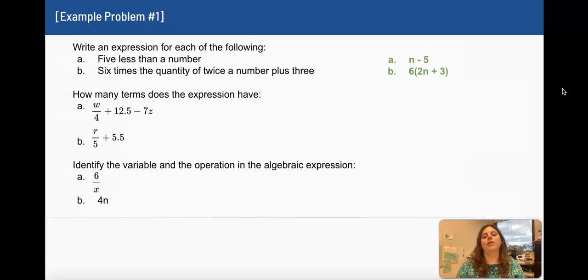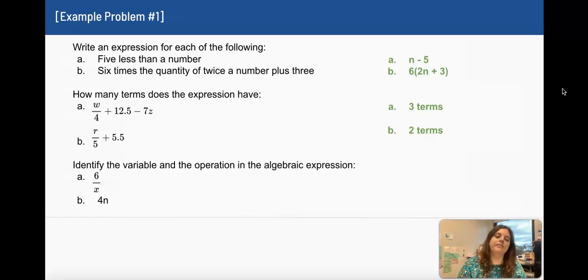The next set, how many terms does the expression have? Remember, terms are anything with a variable and coefficient that is separated by adding or subtracting. So in A, we have w over 4 is one term, 12.5 is one term, and 7z is one term. So we have 3 terms. In B, r over 5 is one term, and 5.5 is one term. So here we have 2 terms.